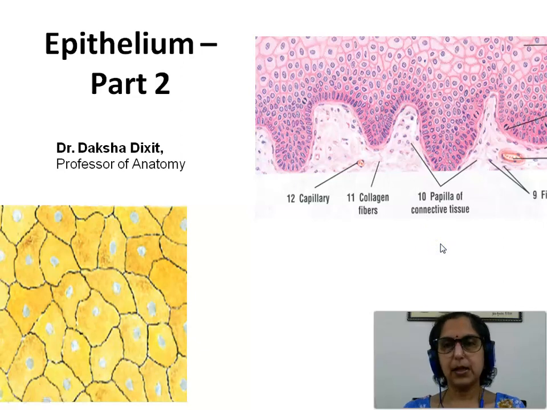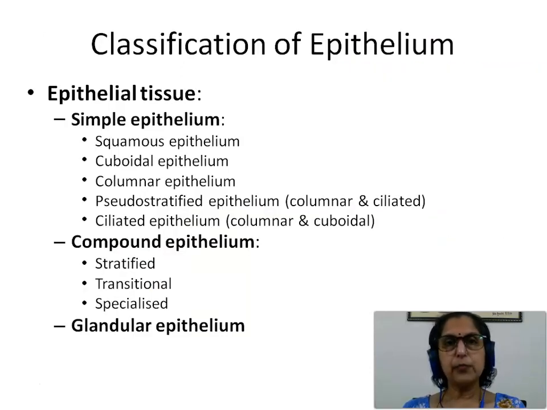Hello students, today we will be studying epithelium part 2. In the video on part 1, we had seen the definition of tissue, definition of epithelium, derivation of the word epithelium, and then we went on to see the 4 apical pole surface modifications which a cell can have. Now in this video, we will be classifying epithelium and we will be studying the simple epithelium.